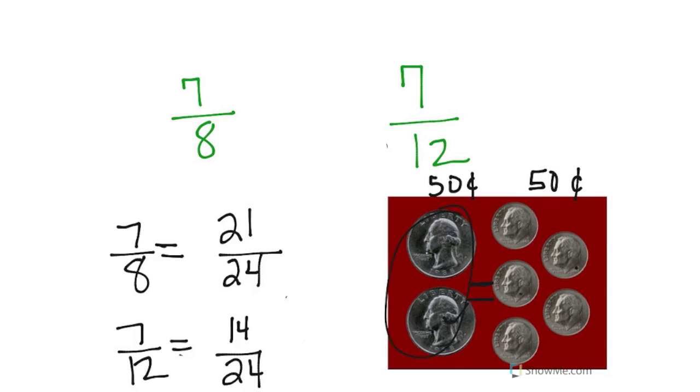Just like these 2 quarters look different than these 5 dimes. But remember, guys, they have the same value. So we're not changing the value, we're just changing the way it looks. It's like if I go into the classroom with my hair down today, and then tomorrow I walk in with my hair in a ponytail. I may look a little different, but I'm still the same person. Okay? So let's try a couple more.